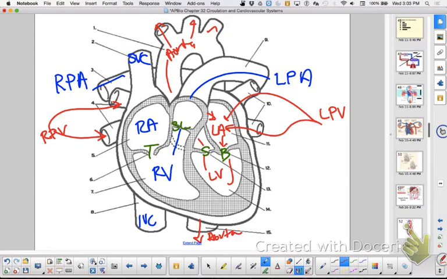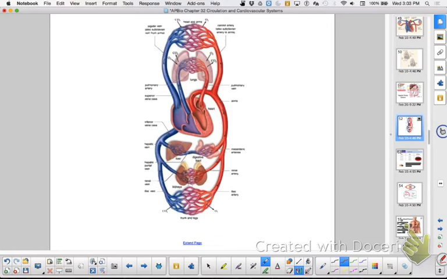Okay. So, if it leaves, here's my left ventricle. Do you agree with that? Yes. Let me get a pen. Here's my left ventricle. It's going out my what? Aorta.